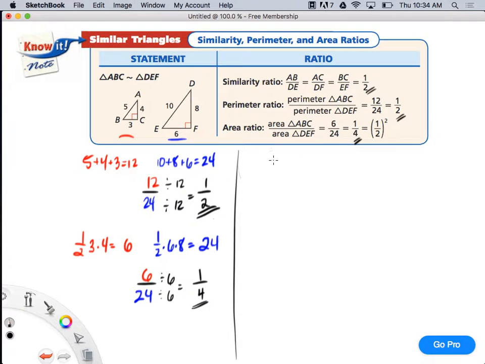Let me show you. If the similarity ratio is equal to 4, let's say, what's the area ratio? 16. Why? Because 4 squared equals 16. If the similarity ratio is 3, what's the area ratio?